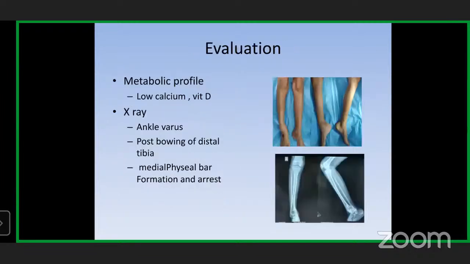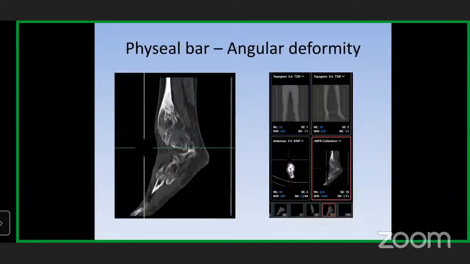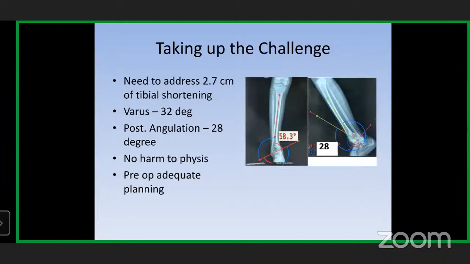So we evaluated this patient for infection, any latent infection, the metabolic profile and blood investigations. The child had some vitamin D deficiency and a calcium and metabolic profile disturbance, which we corrected with oral supplementation, and a detailed X-ray was done to see what deformity she was having. On the X-ray we calculated a varus deformity of around 32 degrees, and posterior angulation was there.